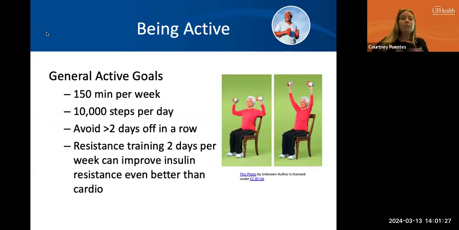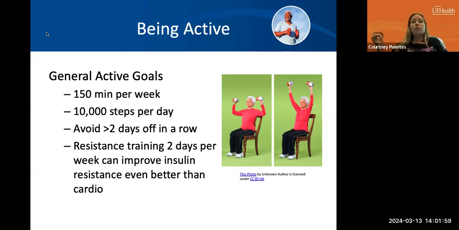So you have proteins in your muscles that help with uptake of sugar. When you start exercising, they help with the uptake for up to 48 hours. So it's good to get routine exercise, and try to avoid taking more than 2 days off from exercise. For adults, what's recommended is 150 minutes per week. So 30 minutes, 5 days out of the week. And again, trying to avoid more than 2 days off.